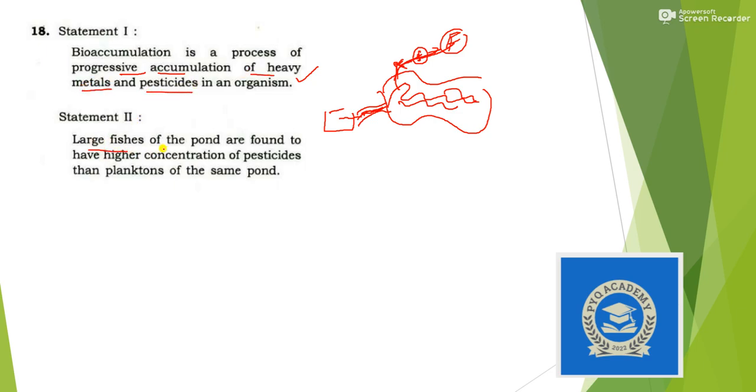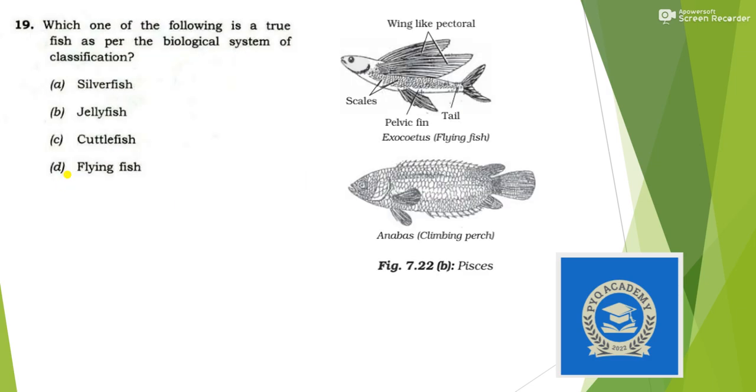Then large fish of pond are found to have higher concentration of pesticides than planktons of same pond. This is also true. Okay, and this second statement is correct explanation of first, so our answer is option A. So the answer to question number 18 is option A. Let's move to next question.